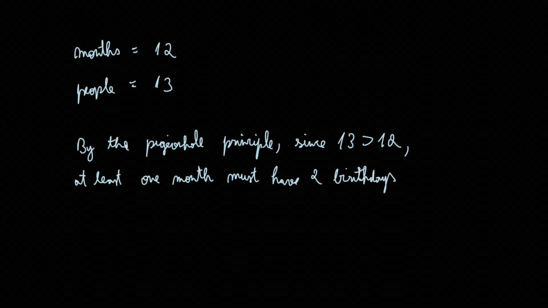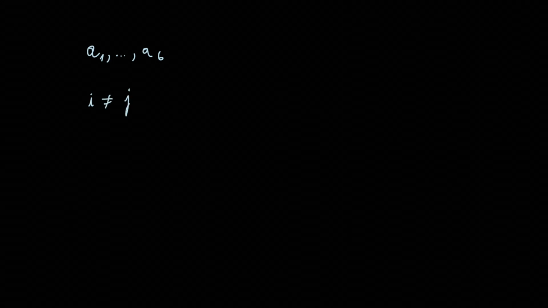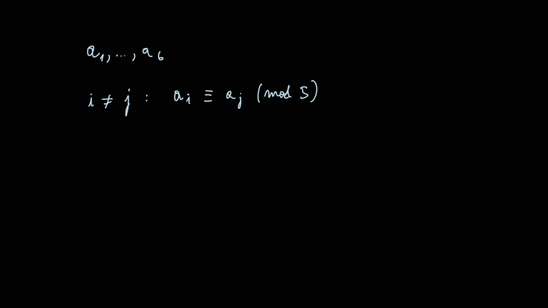Let's see another example. Take any list of 6 integers, a1 to a6. By the pigeonhole principle, we know that there exist indices i different than j, such that ai equals aj mod 5. Or, said in another way, we know that 2 of these integers must give the same remainder when divided by 5. Why is that?